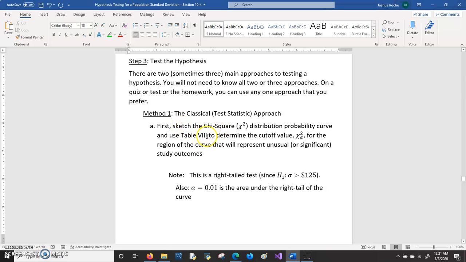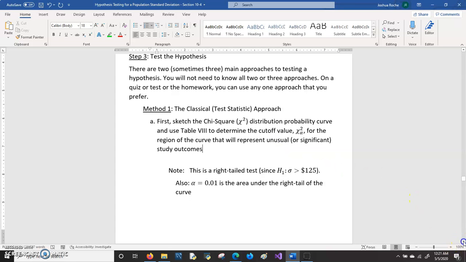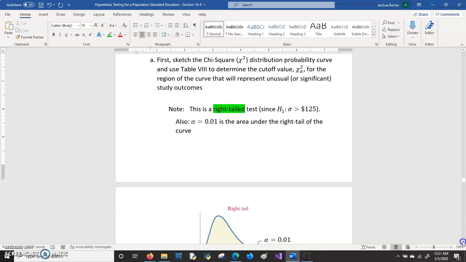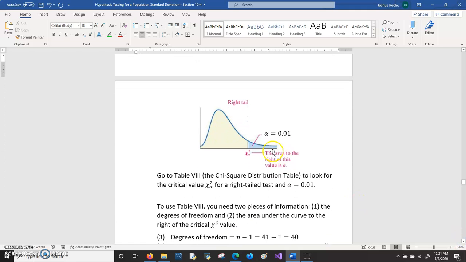And we'll start by first sketching out the chi-squared distribution probability curve and find the cutoff chi-squared value. Note that this is a right-tailed test because our alternative hypothesis was greater than, and also alpha is 0.01. That's the area under that right tail of the curve. This is what it might look like. Here's an alpha of 0.01. Here's the cutoff for that right tail.